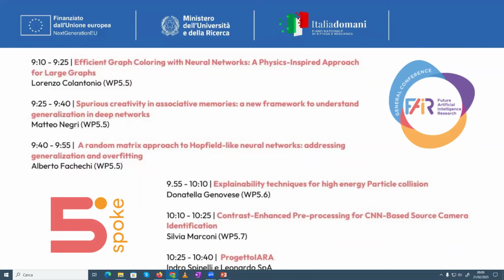And then we will see the contribution of Matteo Negri with spurious creativity in associative memories, and the contribution of Alberto Facchechi, who will present a random matrix approach to the Hopfield-like neural network. We will move then into explainability techniques for high energy particle collision from Donatella Genovese, and contrast enhanced pre-processing for CNN-based source camera identification from Silvia Marconi. Then we will close this first part of the session with the Progetto Yara, which is a collaboration with Leonardo.